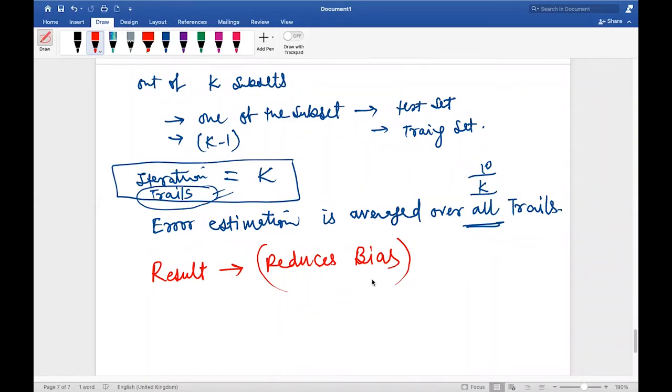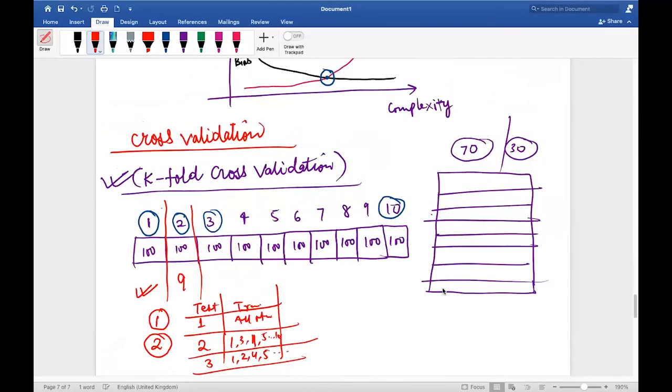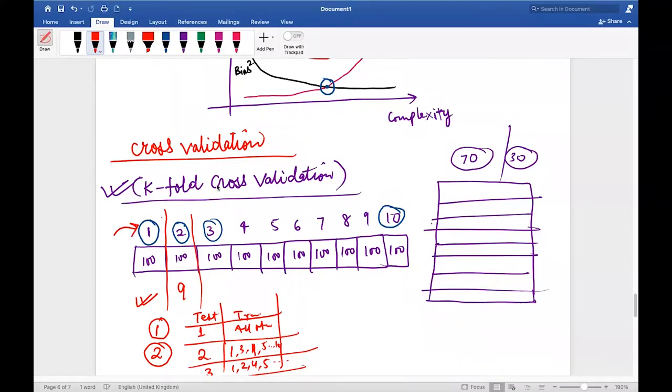Yes. It reduces bias also, and in a way it reduces variance also. Because you understand, what we are doing here is we are constantly changing the training set and the test set also. Clear? So on the one hand, I'm not letting my model memorize the data. And on the other hand, I am telling it, do not underfit the model, or do not oversimplify the model, right? Oversimplification means if I'm constantly changing.